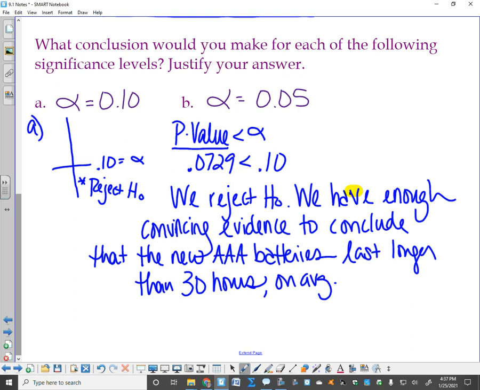You don't have to state that. You just have to state we reject H sub O, which means there was enough evidence, okay, to go with the alternate. So in a pretty sentence, it's going to say we have enough convincing evidence to conclude whatever H sub A, whatever the alternate has proposed. We have enough convincing evidence to conclude that the new AAA batteries last longer than 30 hours on average. Okay.